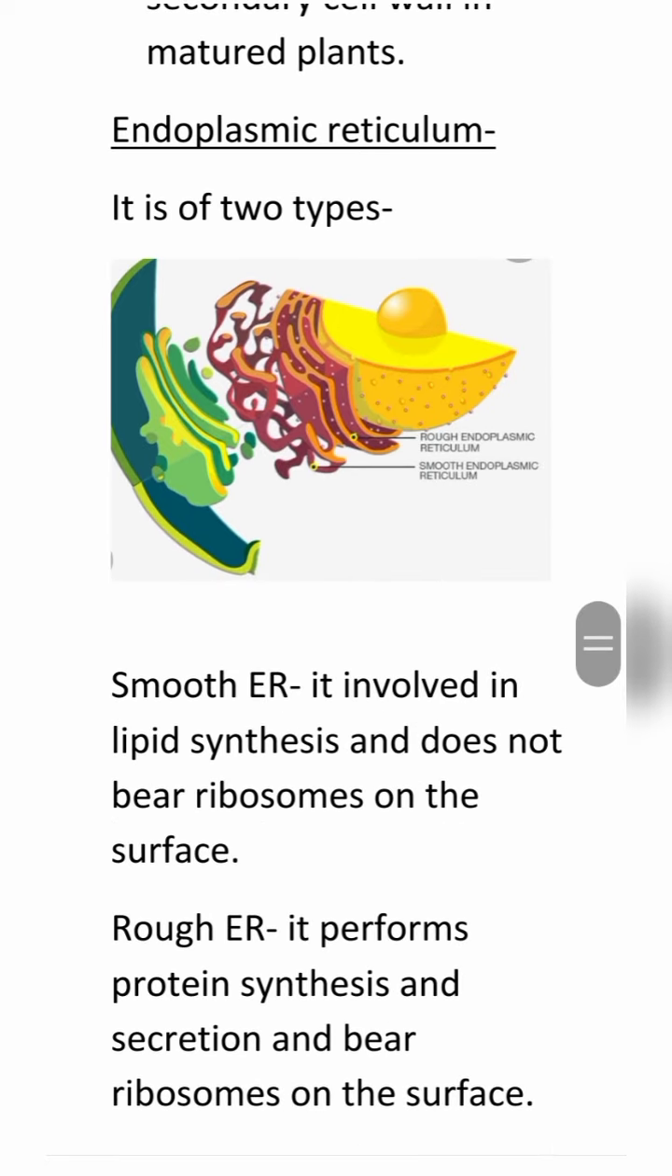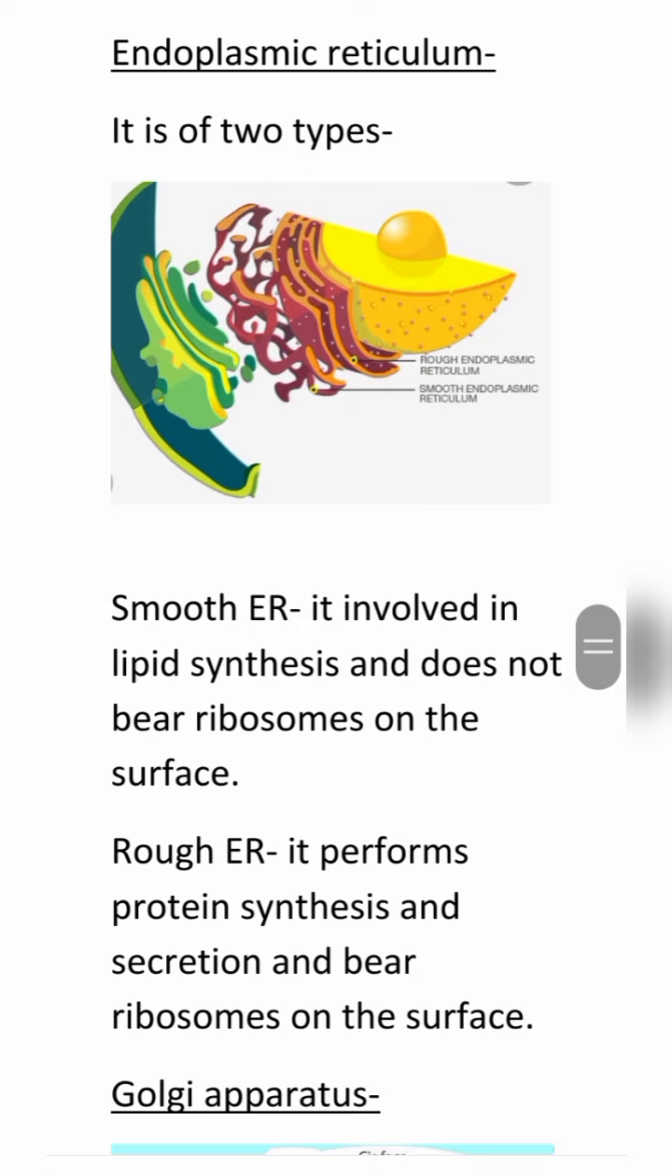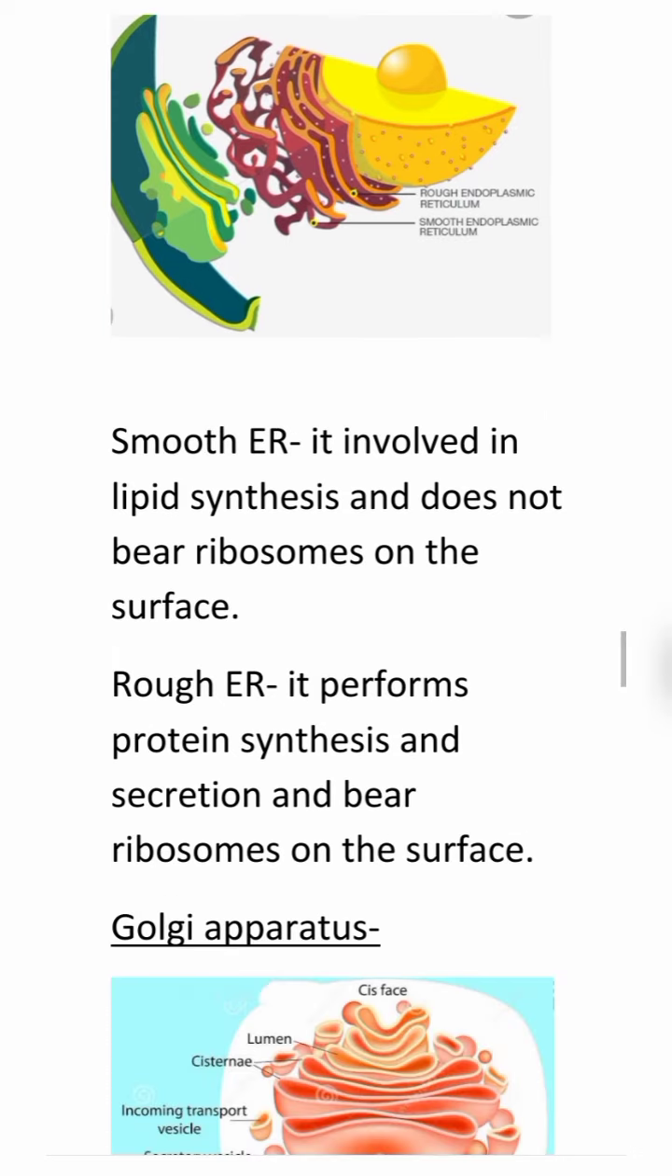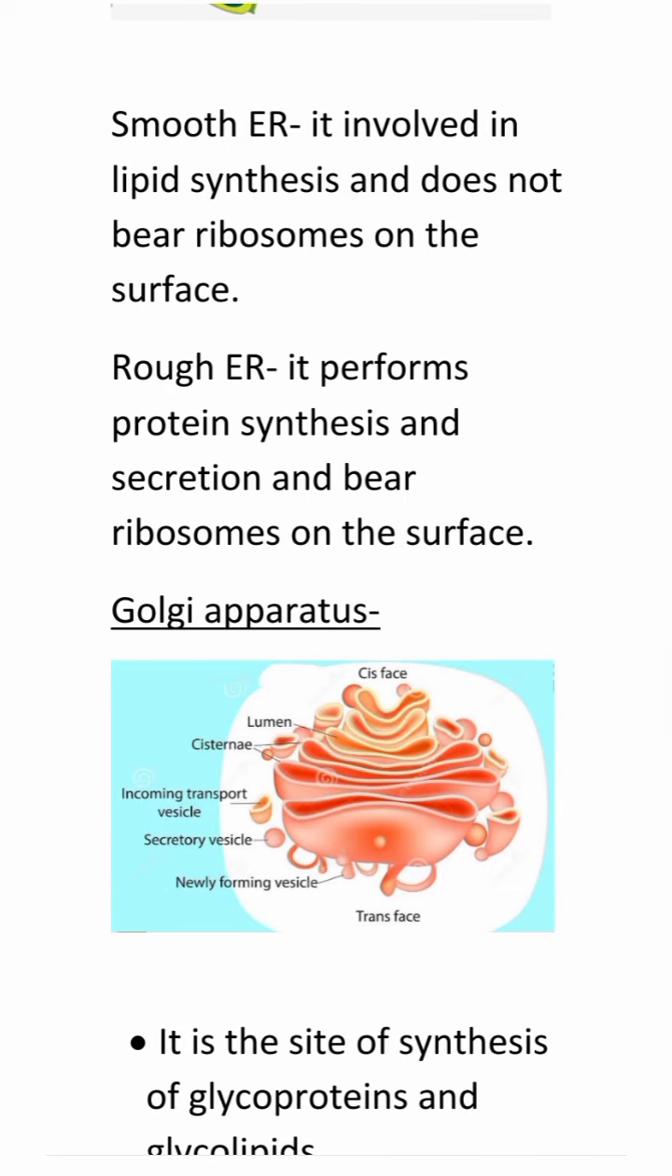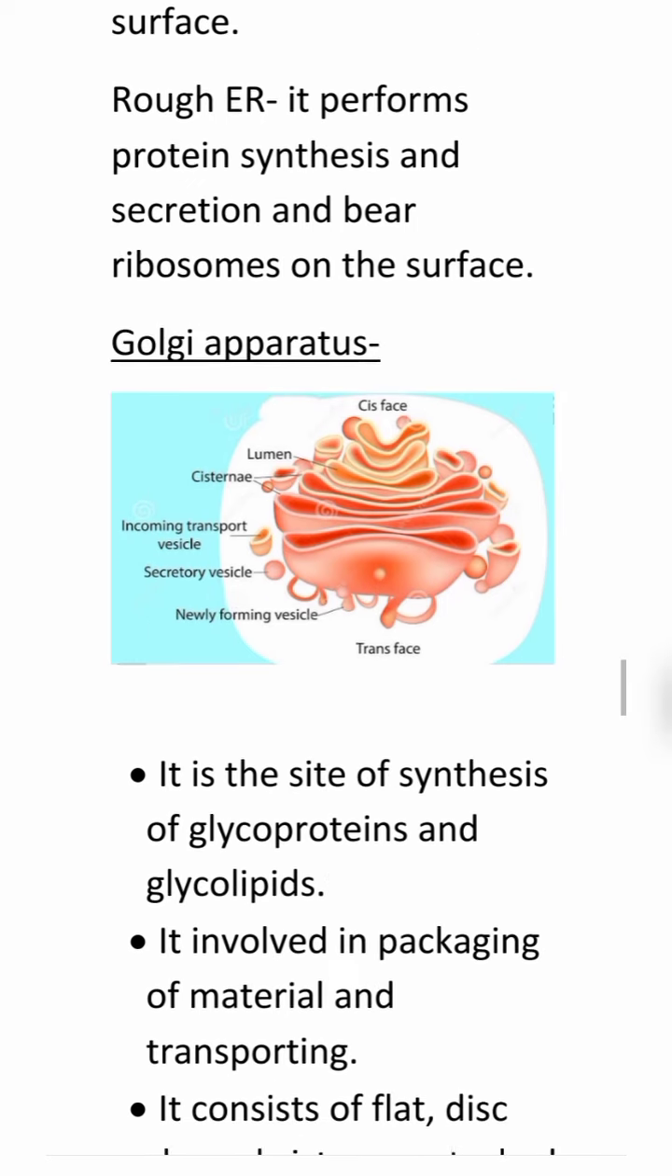Then let us know more about the endoplasmic reticulum. It is of two types. You can see in this picture the rough endoplasmic reticulum and smooth endoplasmic reticulum. Smooth endoplasmic reticulum is involved in lipid synthesis and does not bear ribosomes on its surface, whereas rough endoplasmic reticulum performs protein synthesis and secretion and bears ribosomes on the surface. Smooth endoplasmic reticulum does not have ribosomes present, but rough ER has ribosomes present. Okay, and these help us in protein synthesis.